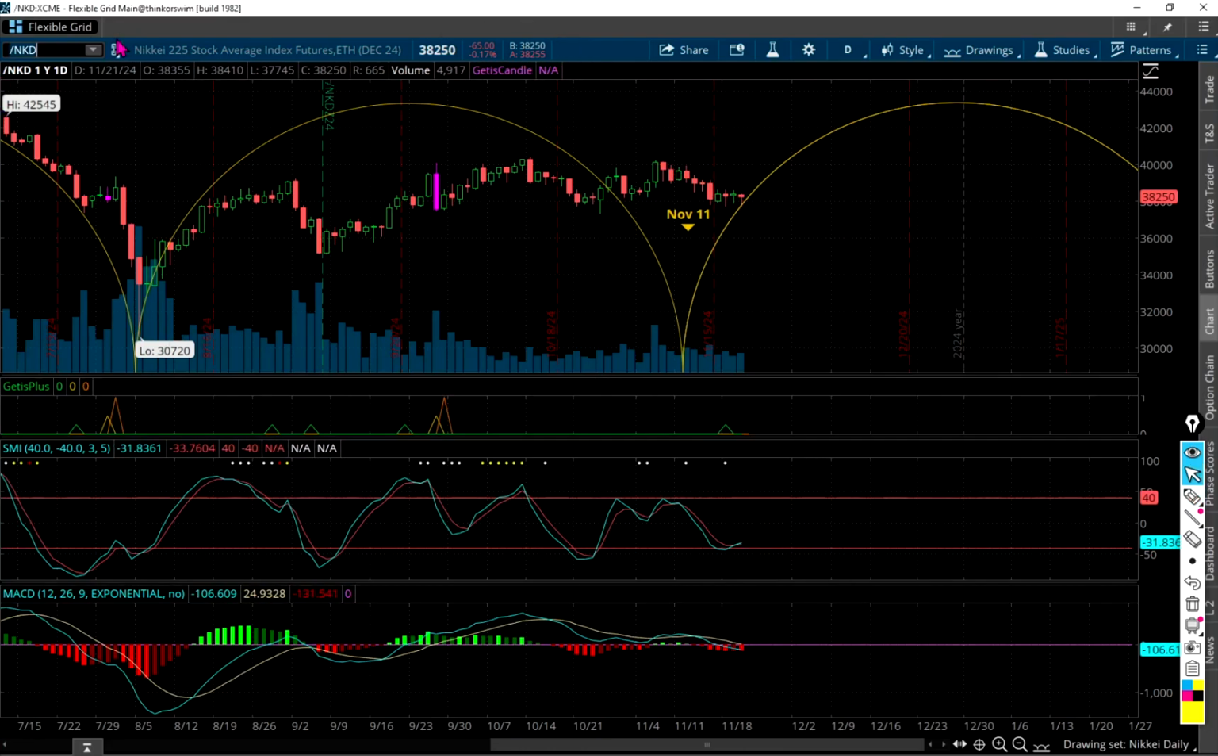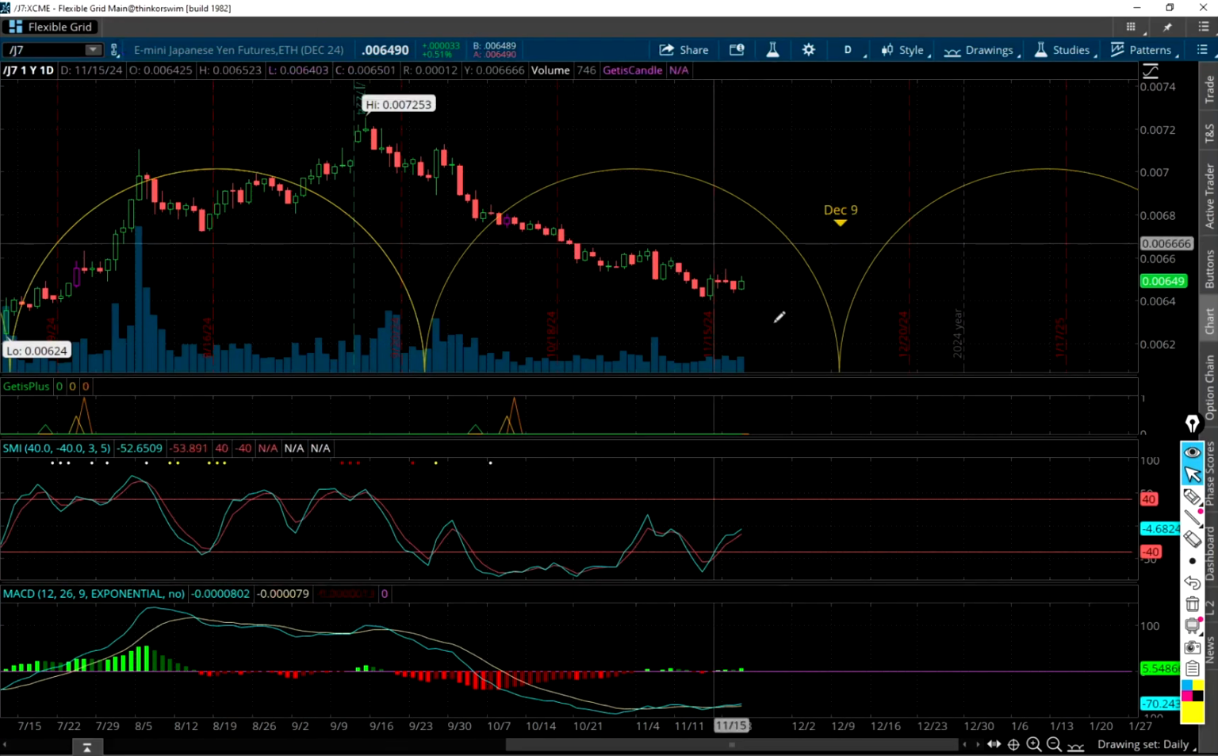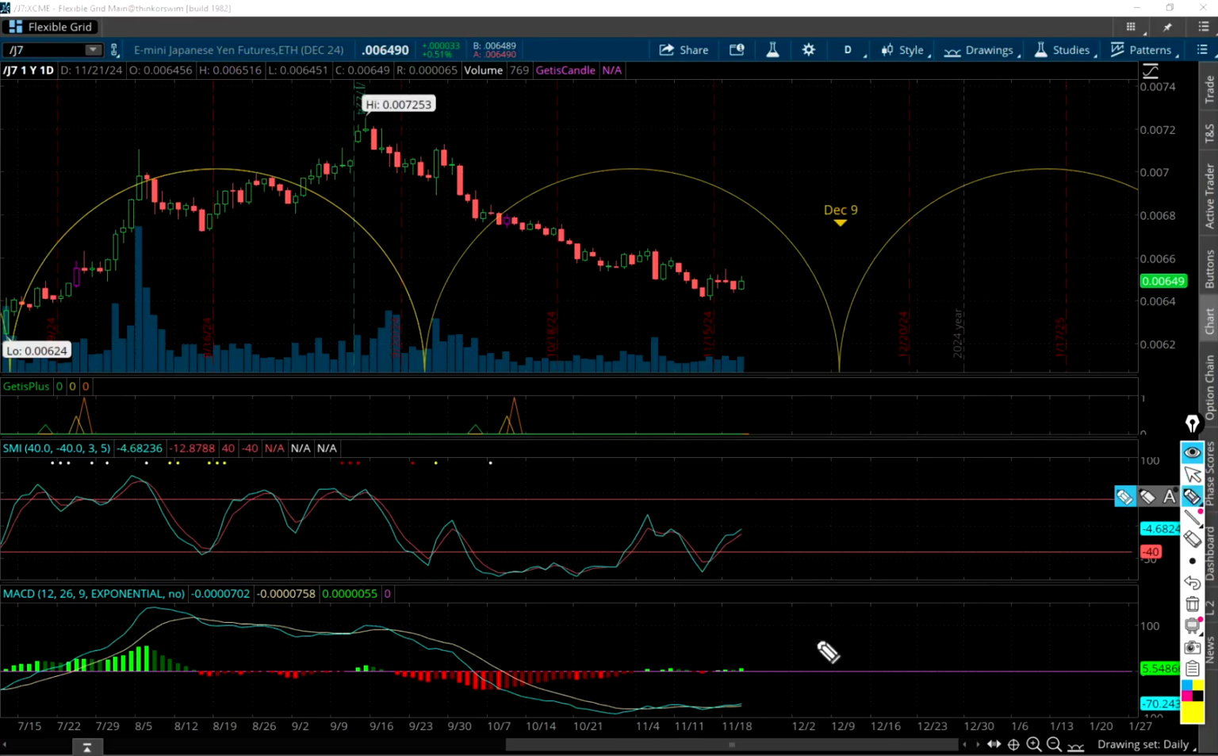No good. Japanese yen. Currency. Okay, it's trying to make a bounce. We're super negative in momentum. If it gets up here and fails and rolls over, and this is still negative, short it. That's my take on that.